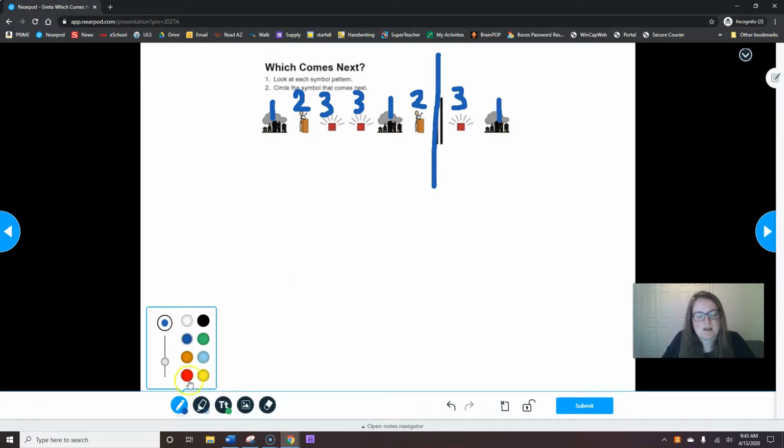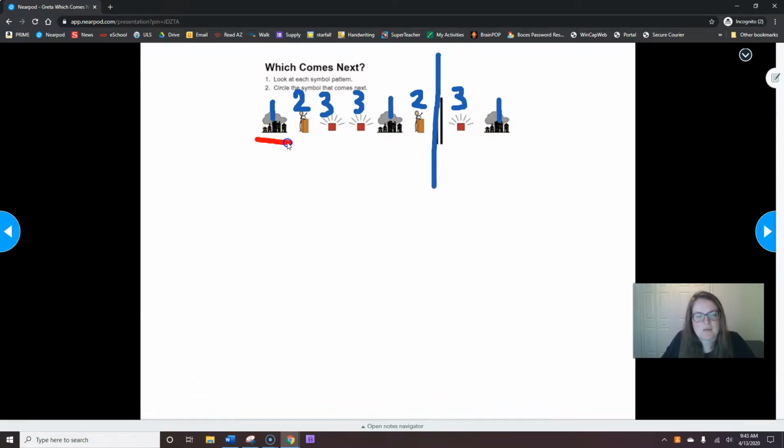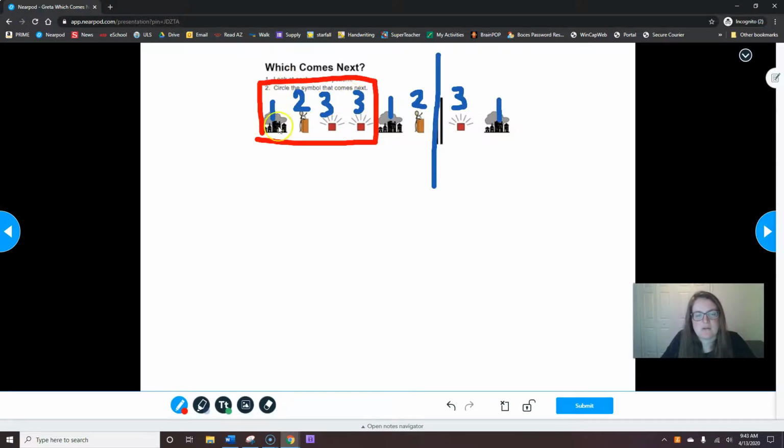Now, let's see where our pattern starts and ends before it repeats. This is my pattern before it repeats. 1, 2, 3, 3. 1, 2, 3, 3. Can you say it with me 2 times? 1, 2, 3, 3. 1, 2, 3, 3.